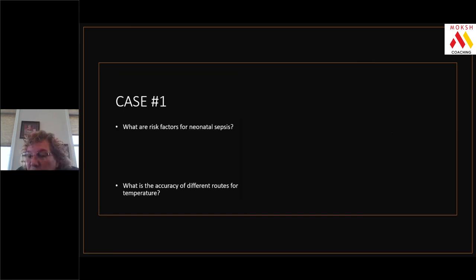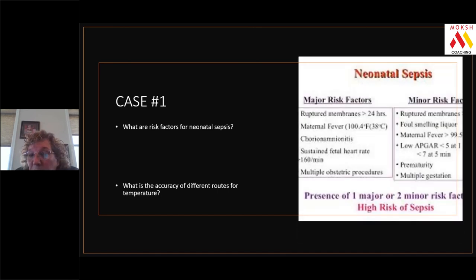So what are risk factors for neonatal sepsis? What are risk factors for that baby getting a sepsis type picture in the first, usually week to 2 weeks of life, but it can be up to 3 to 4. Ruptured membranes, mom had a fever, mom had a chorioamnionitis, child has had multiple problems. Those are going to be the major ones. Minor ones: ruptured membranes, foul smelling liquid from the amniotic fluid, low Apgars, prematurity. Those are going to be the minor risk factors.